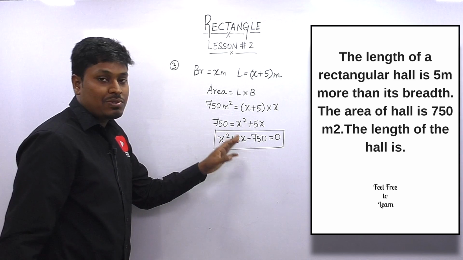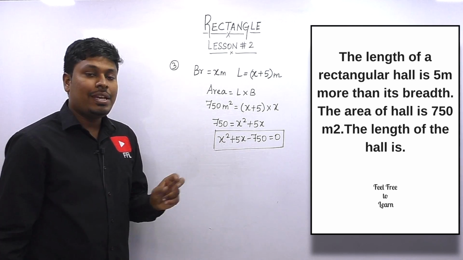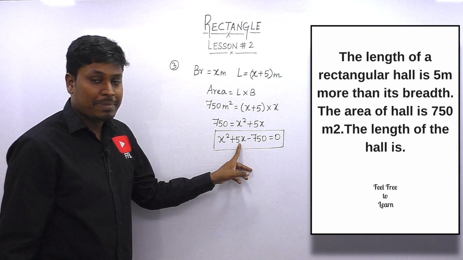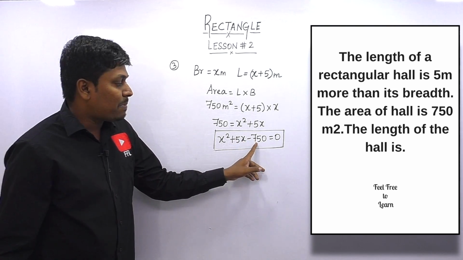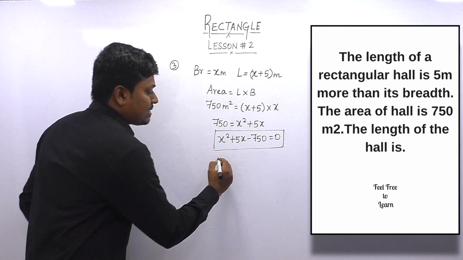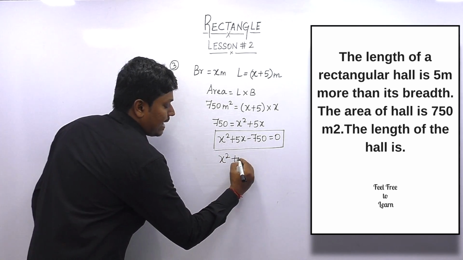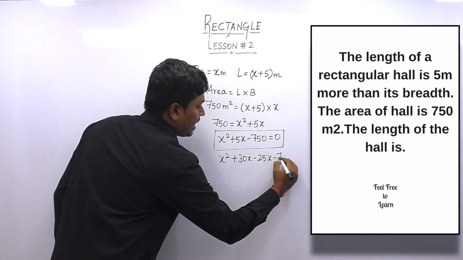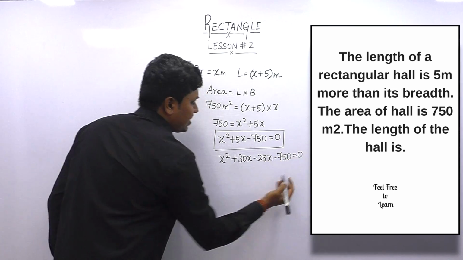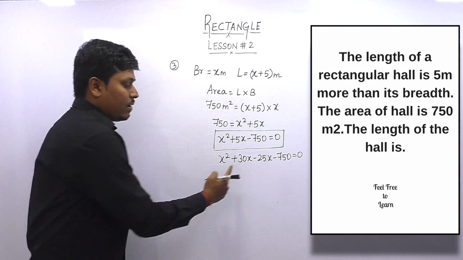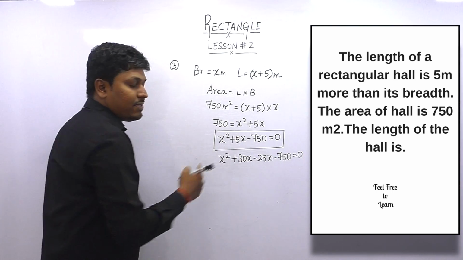So now we need to solve this quadratic equation and find the value of x. So listen here, we are getting plus 5x and here it is minus 750. So we can say 375 into 2. So listen here friends, x square can be written as x square plus 30x minus 25x minus 750 is equal to 0. So got it. Once you add both the numbers, the result will be plus 5x. Once you multiply both the numbers, the result will be minus 750.